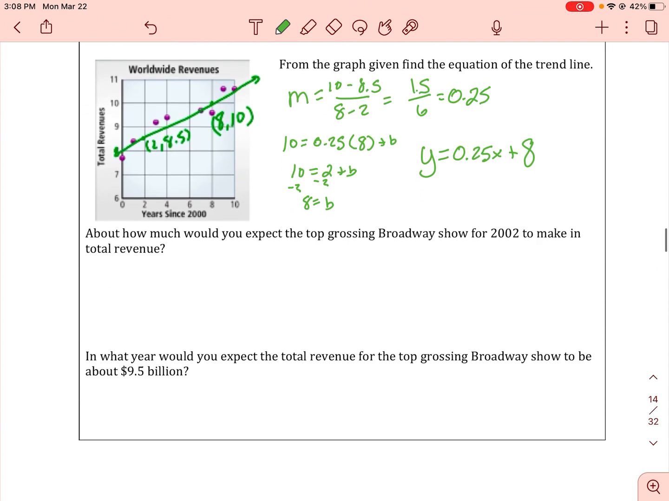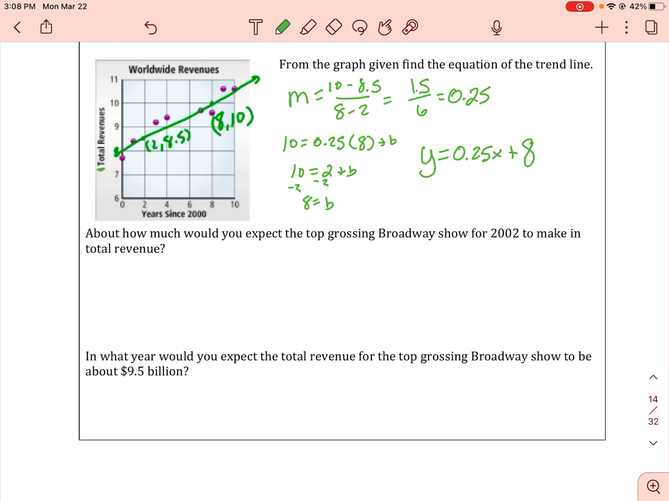So here from the graph given, find the equation of the trend line. I've done that because that was our last video. You can copy these steps down and pause the video. But then, how much would we expect the top grossing Broadway show for 2002 to make in total revenue?